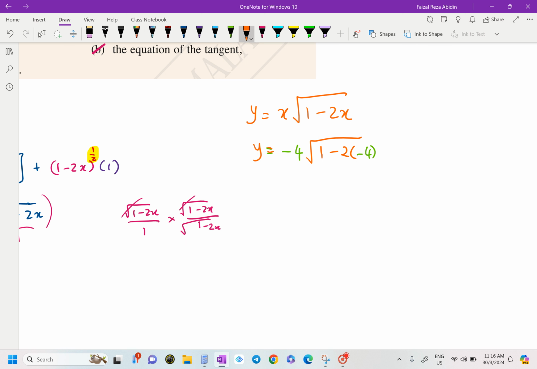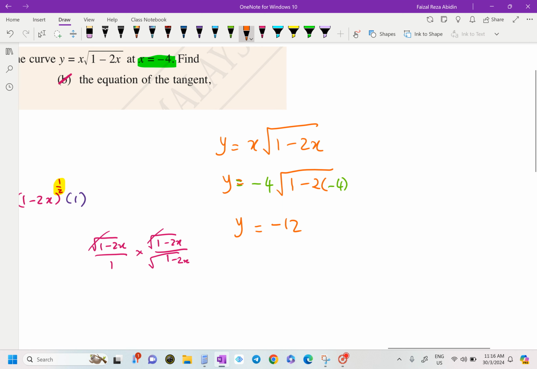So what I'm going to get for my y value is the square root of 9, which is 3. Negative 4 times 3 is going to be negative 12. So what do we have here? The value of x is negative 4, and the value of y is negative 12. If I want to find the equation of the tangent for part B, what happens?